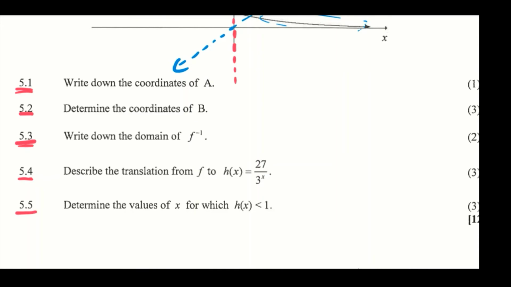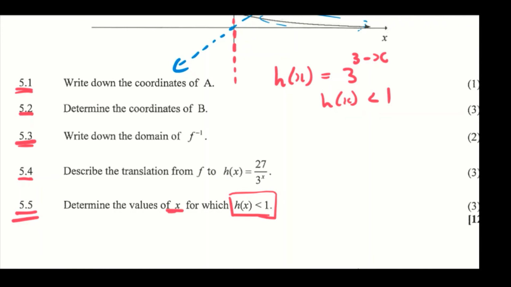So now we're going to do 5.5. Determine the values of x for which h of x is less than 1. So what you can do is this. Remember the graph of h of x that we just found. We found h of x to be equal to 3 to the power of 3 minus x. So to really interpret this, it says h of x less than 1. So we want to find the values of x when that happens.